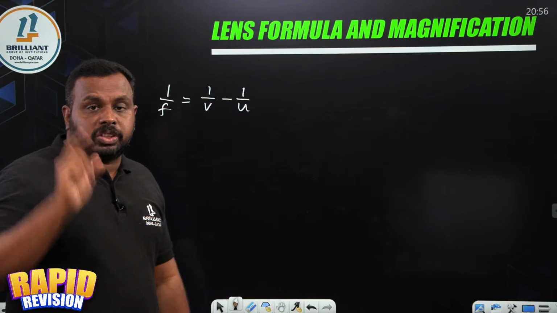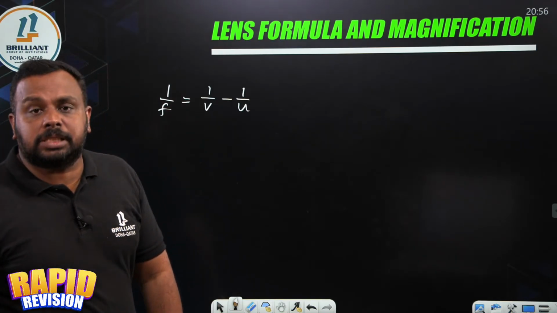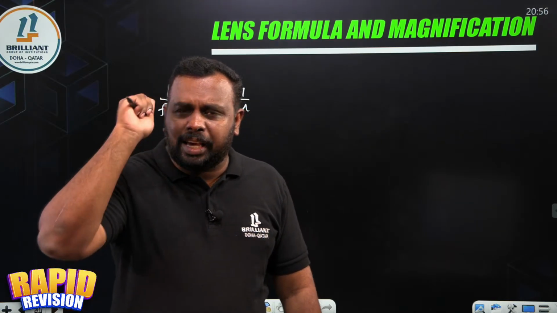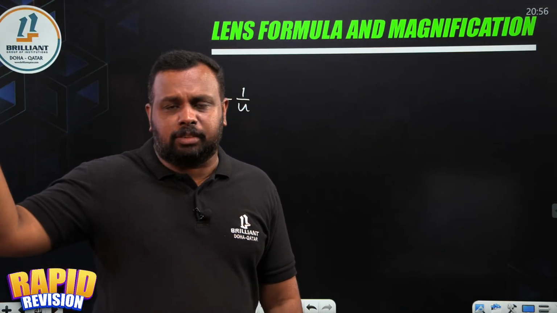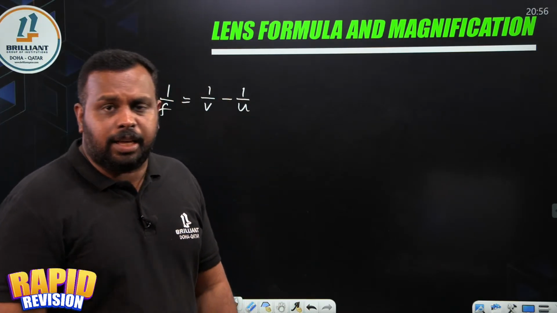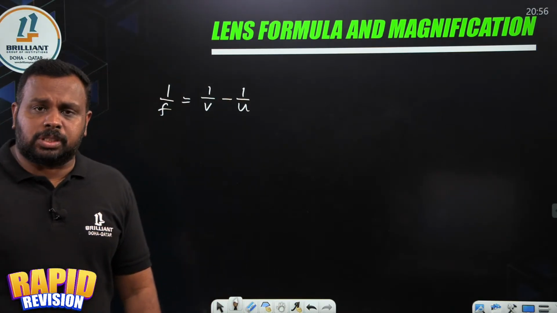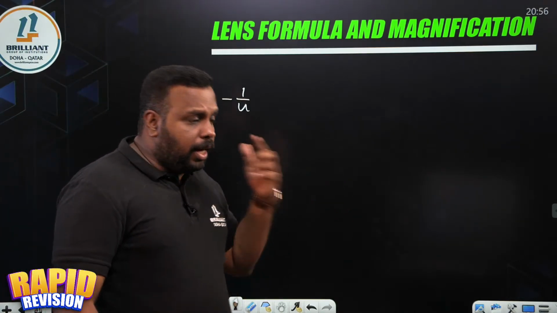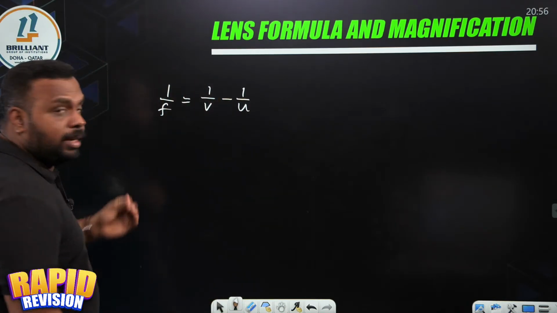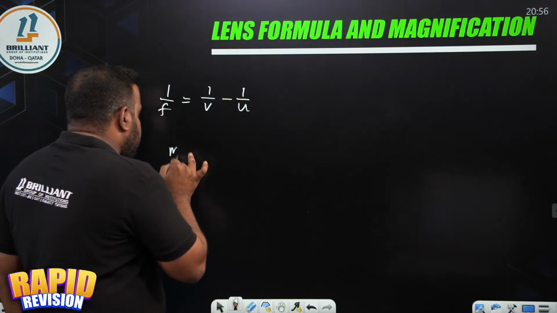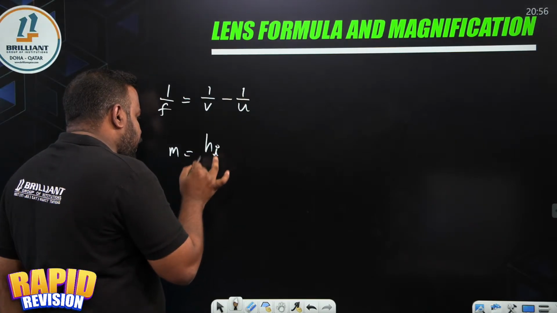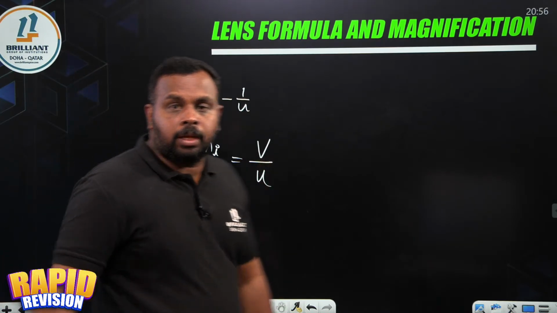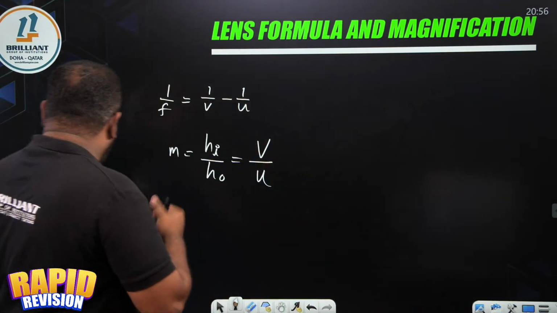And the sign convention is also important. My dear students, please don't make mistakes in taking the signs of U, V, F and all. For a concave lens or mirror, the focal length is negative. For a convex lens or mirror, the focal length is positive. Other signs also you should be careful about. And what is the magnification formula? M is equal to HI by HO, the height of the image to the height of the object, and you can easily prove that it is equal to V by U. Okay, next.